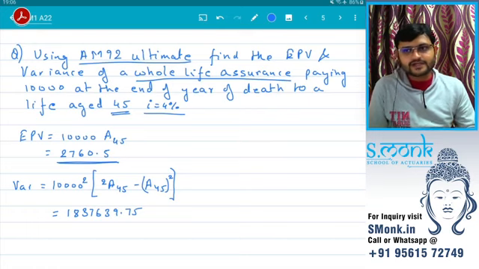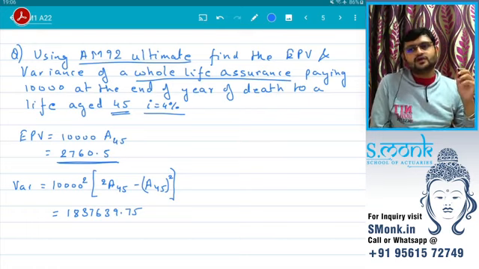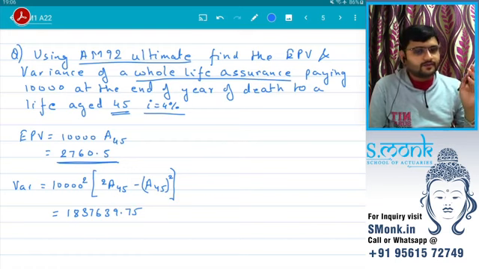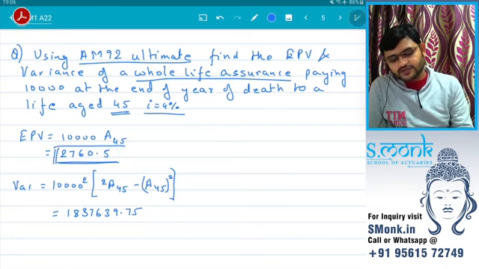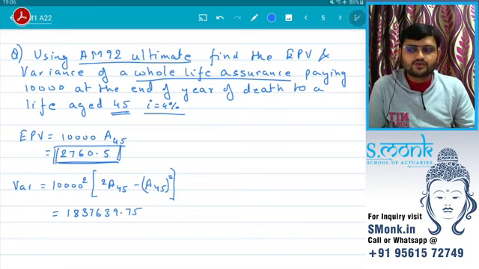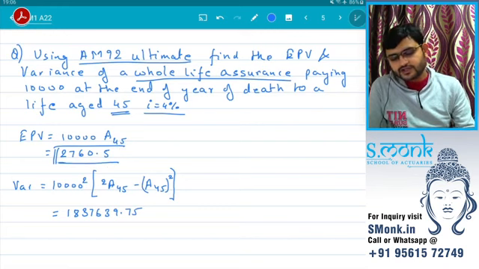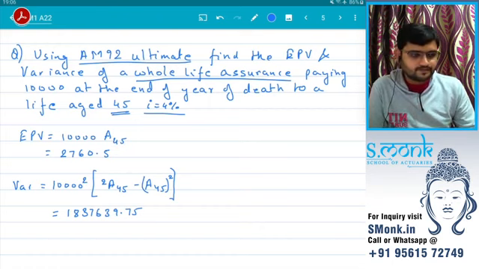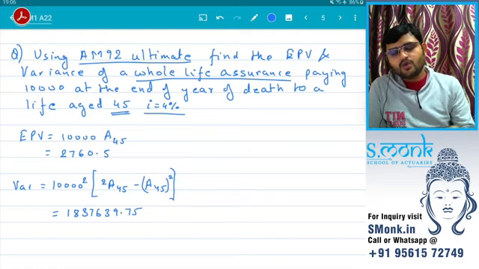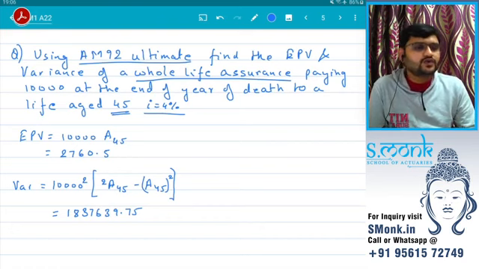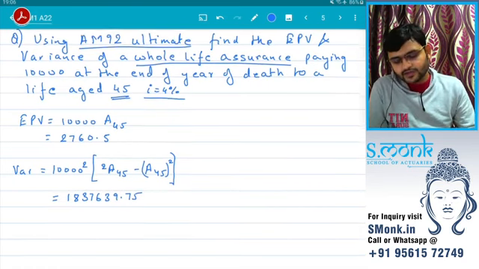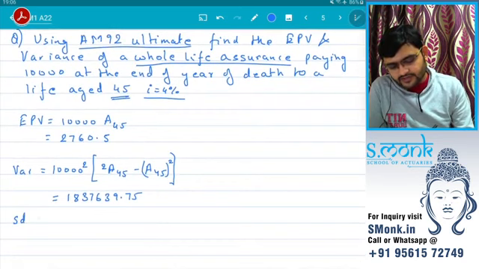So let's say we are charging them premium today itself. Okay, a one-time premium today. So we will be charging them at least 2760.5. Okay, this is the average cost that we will be bearing per person. What does variance tell us? Variance tells us how much more or how much less are we going to get from that expected value. For that we require something called standard deviation.